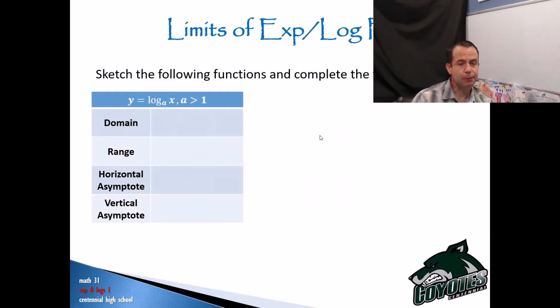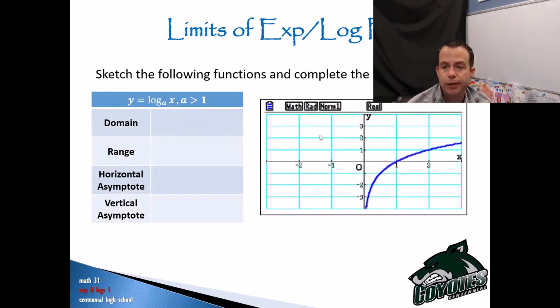All right, then we're going to move to a log graph. Now this is a log graph that again has the base greater than 1, so it's growing right now. Okay, so a log graph that's growing, you'll recall from 30-1, looks something like that. Now the domain and range flip from the domain and range of the exponential function because remember that log functions are inverses of exponential functions, right?